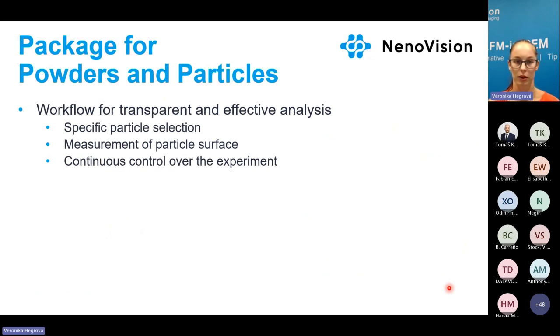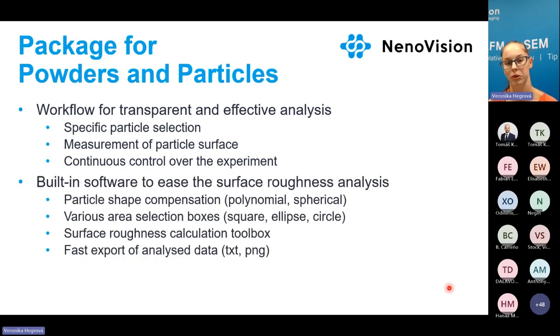To sum up, the package for powders and particles, the workflow is quite transparent and effective. It's very easy to find and select the specific particle. We can use the wide field in SEM. Then, as we approach, we can easily measure the particle surface, either simultaneously or watching what is actually happening, and we can continuously have control over the experiment.